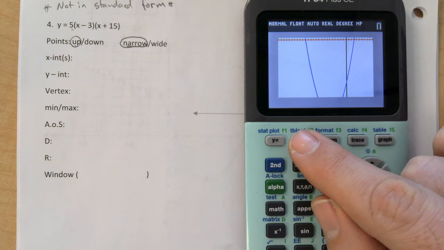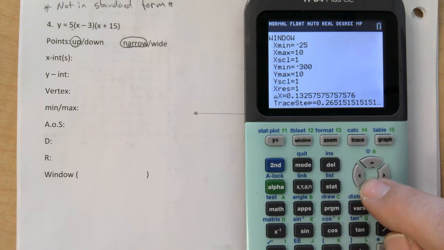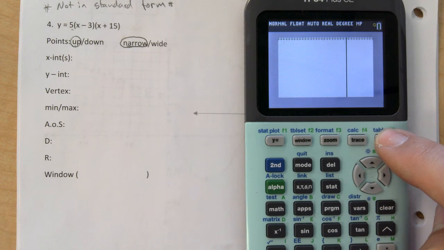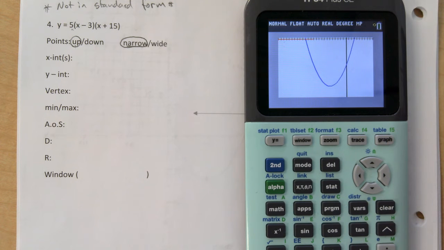So let's go back to window. Sure, you can go -600 if you want. I think that -500 will probably do it. And there it is. So if you go -500 for y min, but -600 would have done the trick as well, right? So you can see both x-intercepts, you can see the y-intercept, and you can see the vertex. So you're good to go now.